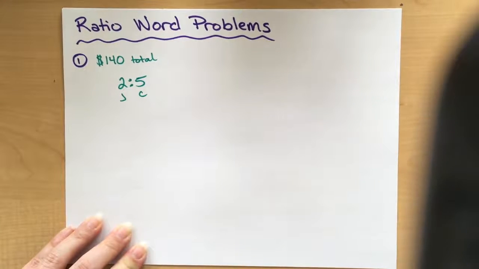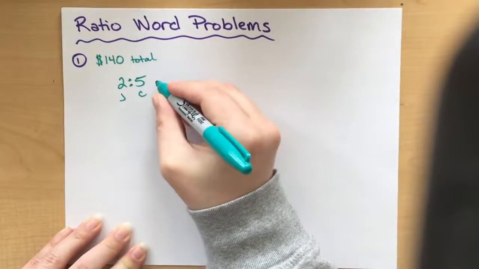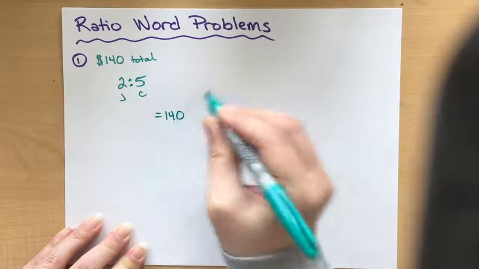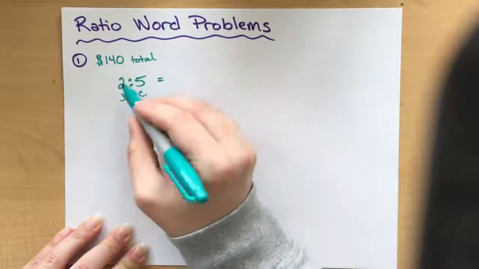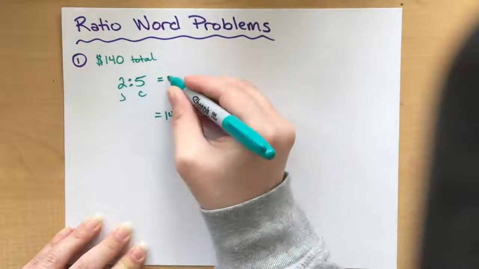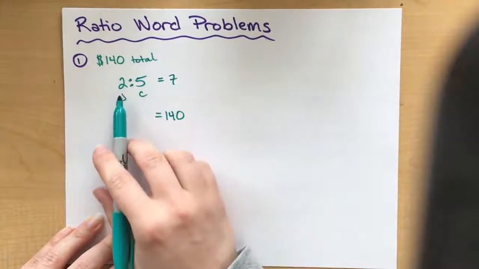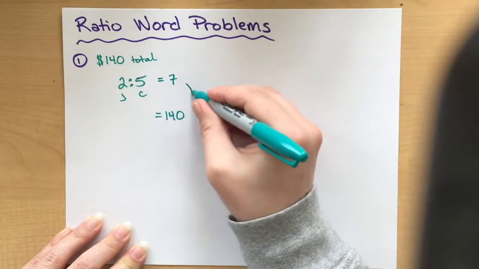So in this case, right now, we're going to be using totals, and I need a total that will eventually equal 140. Right now, the total of this money in this ratio form would be these two parts added up. So 2 plus the 5 would equal 7. So if they had $7, Jaden would get $2, Caden would get $5. But we're looking for an amount of $140.